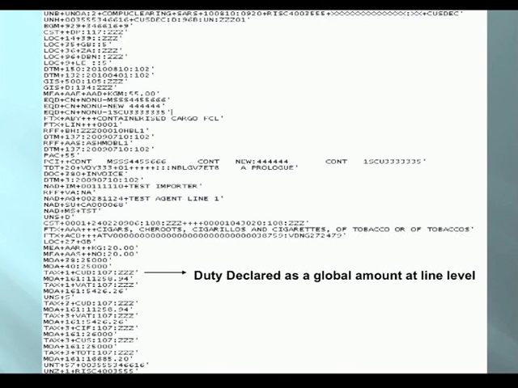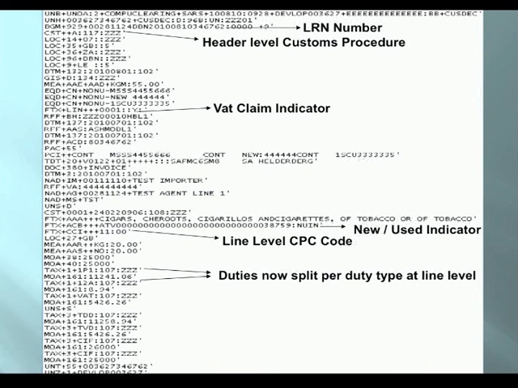Okay, on the screen now we've got a sample of the current CustDec message, and you can see that we've got one data segment where all the duties are added together as a global amount at line level. On the screen now we've got a sample of the new CustDec message.